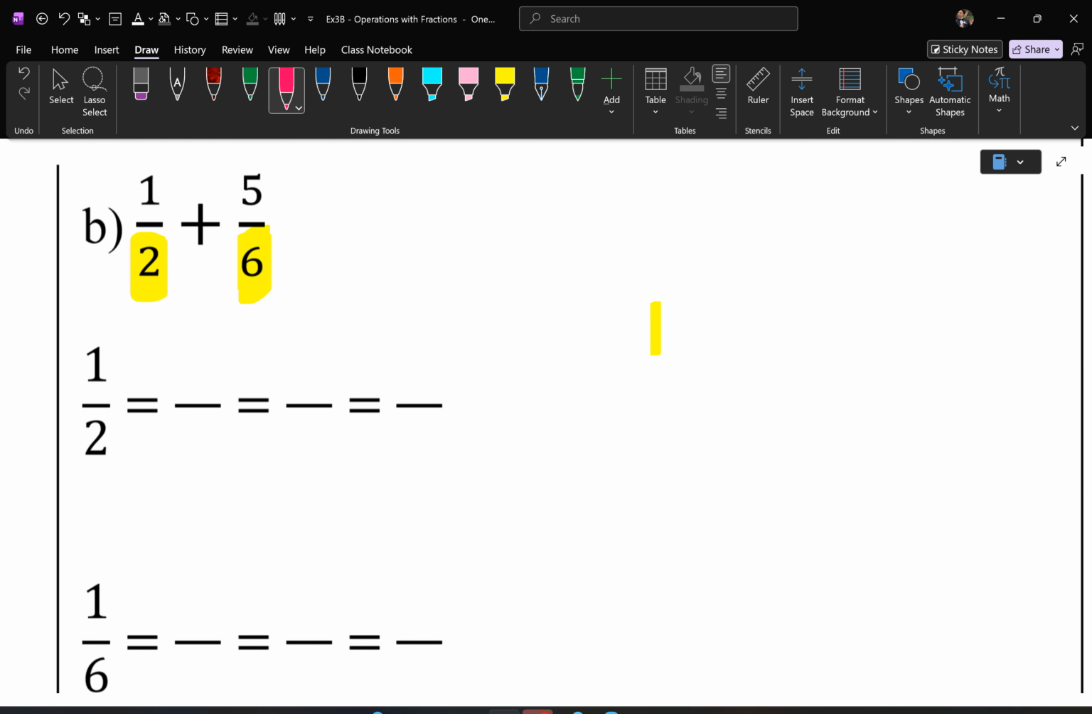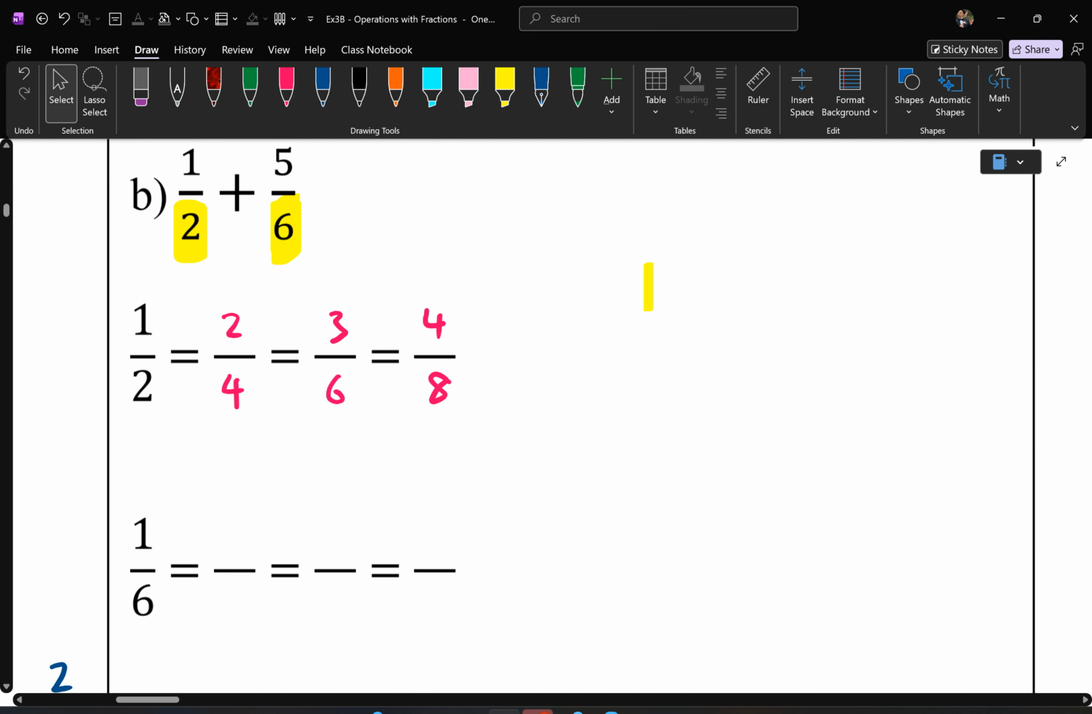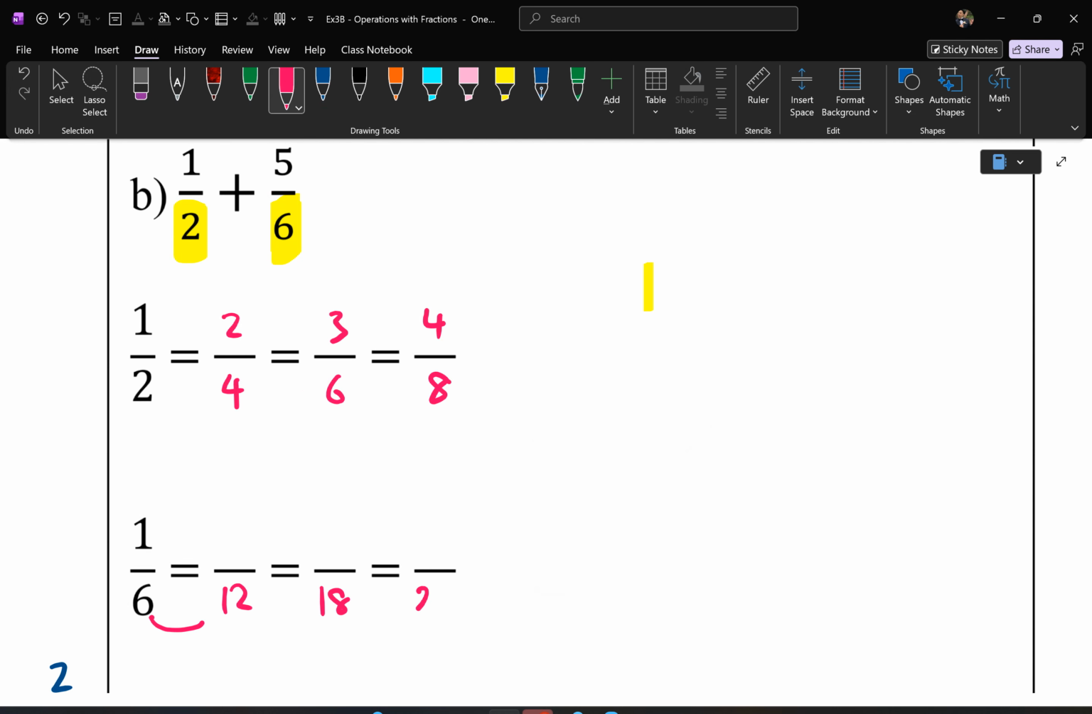So go through your 2 times tables. You can double it, you can triple it, you can quadruple it. So that becomes what? 2 out of 4, 3 out of 6, 4 out of 8. There's probably a lot more. Versus the 6s. If I keep them in terms of 6s, if I double it, I get 12. If I triple it, I get 18. If I quadruple it, I get 24. So that means it becomes 2, 3, 4.